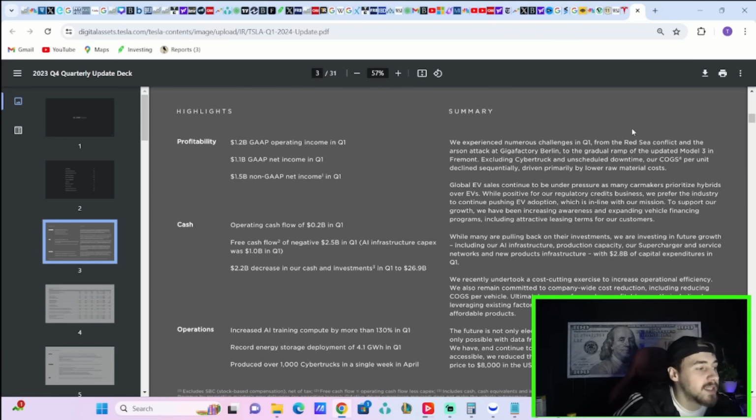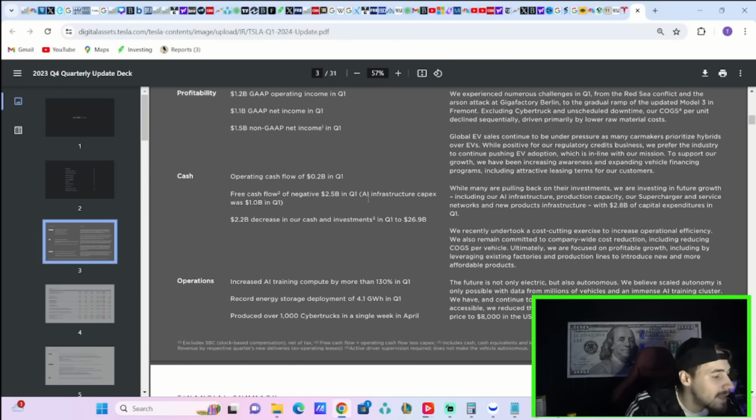Here in the quarterly update deck summary, profitability was $1.2 billion GAAP operating income in Q1, $1.1 billion GAAP net income in Q1, $1.5 billion non-GAAP net income in Q1. Operating cash flow came in at $200 million in Q1. Free cash flow was negative $2.5 billion in Q1. This is AI infrastructure CapEx that was $1.0 billion in Q1. They spent a lot on your AI training compute. That's kind of crazy. Tesla's cash and investments decreased $2.2 billion in Q1 to $26.9 billion, still at a very strong level, but you're starting to see the first quarter of decline there.